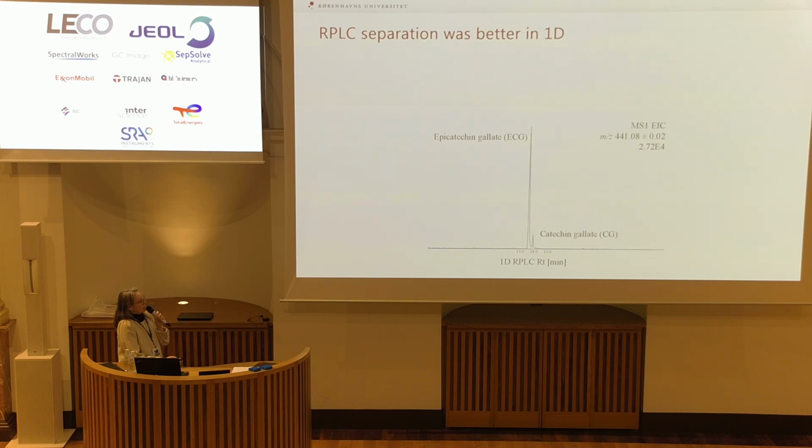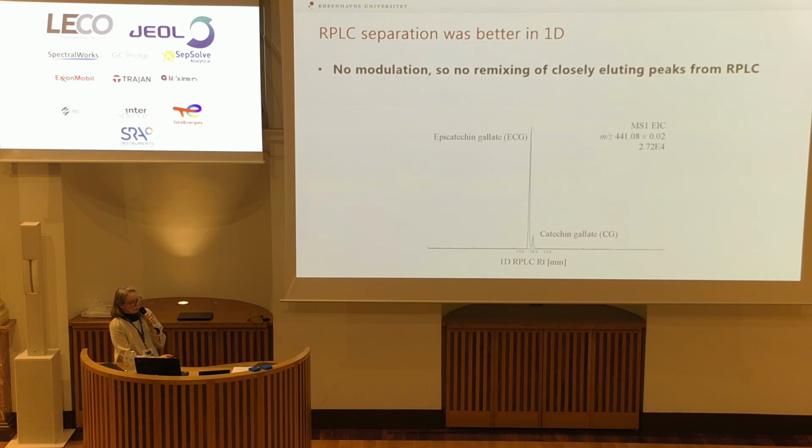And then there was something that we couldn't resolve. So it's also nice to have your good 1D separation in place because, for example, epicatechin gallate and catechin gallate are quite nicely resolved in the 1D system, but they overlap in the 2D. And that is primarily due to this remixing that we have in the modulator.